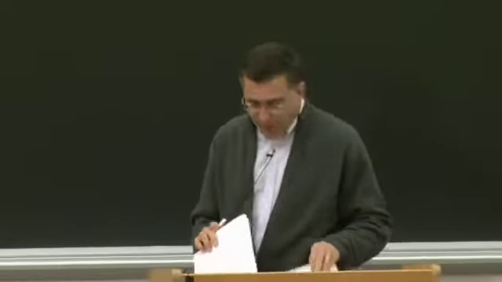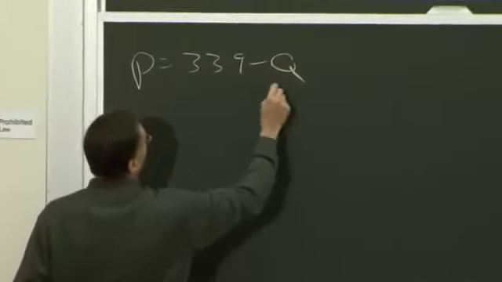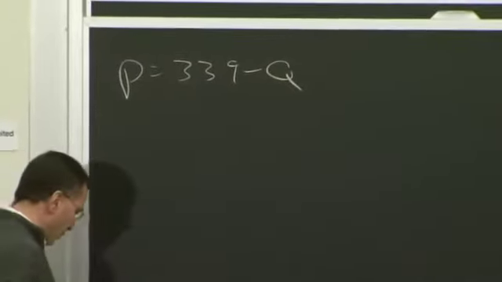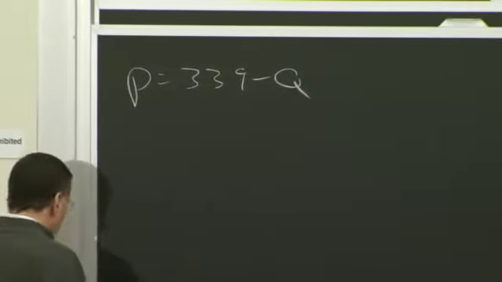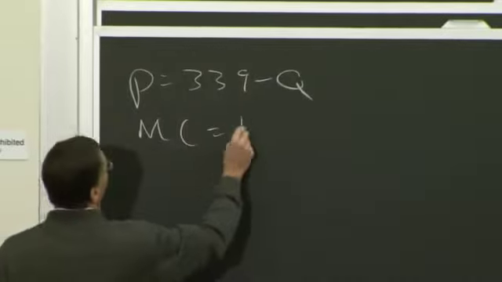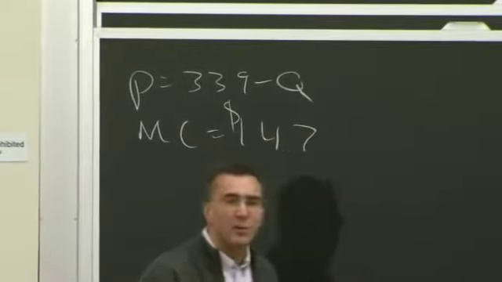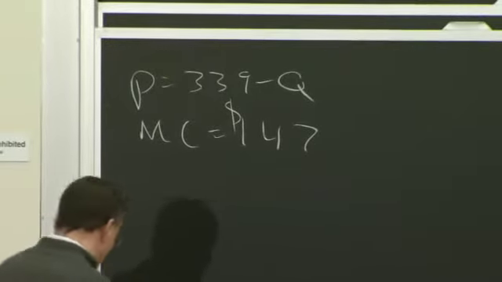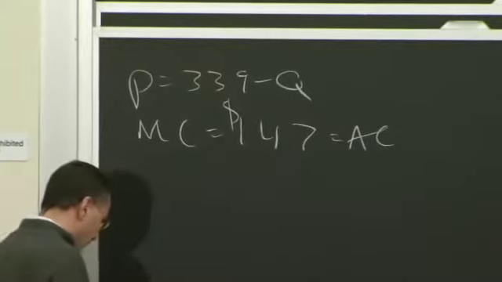in a market. If you recall the example from last time, we had a demand curve of the form P equals 339 minus Q, where Q is thousands of passengers per month. And we had a marginal cost of $147. We have flat marginal cost, so average cost equals marginal cost, which equals 147.